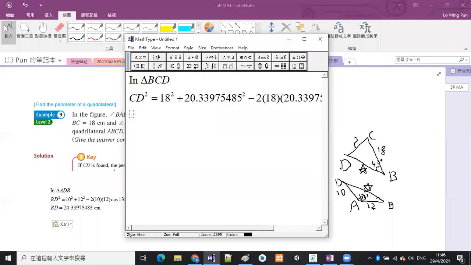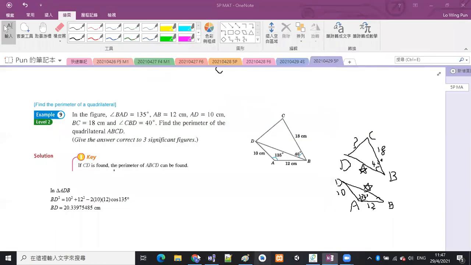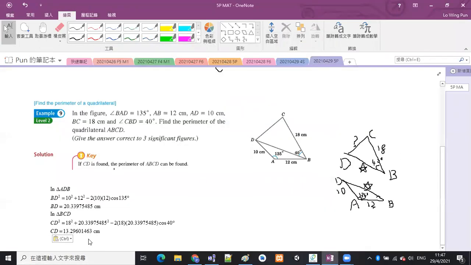18 squared plus this number square, and then minus 2 times 18 times this number times cosine 40 degrees. Okay, and then take square root, and you'll find that CD is equal to 13.29601463 cm. Can you get this? Now we have found the length of CD.